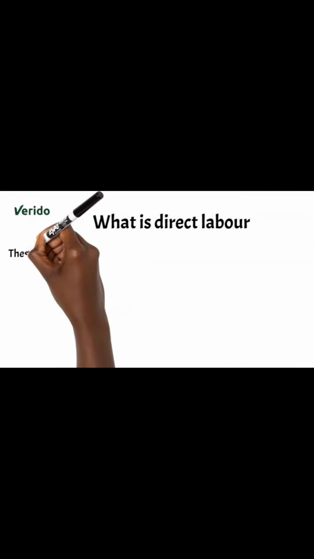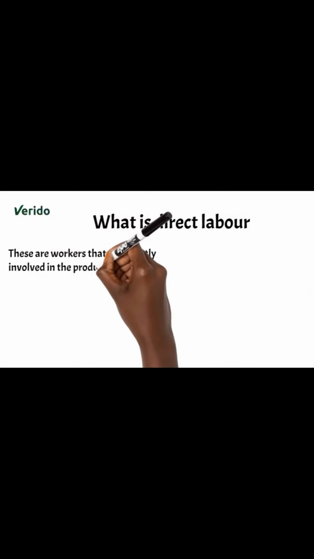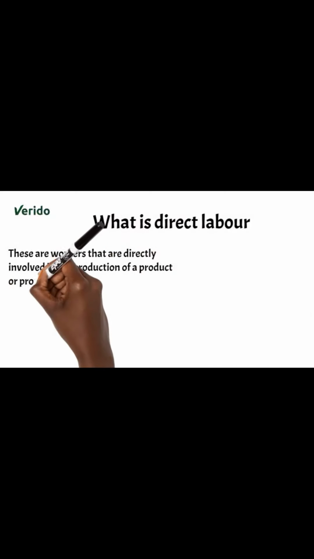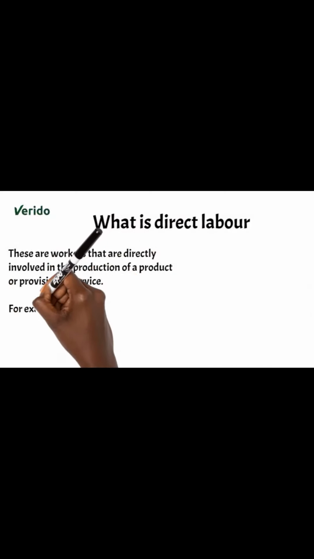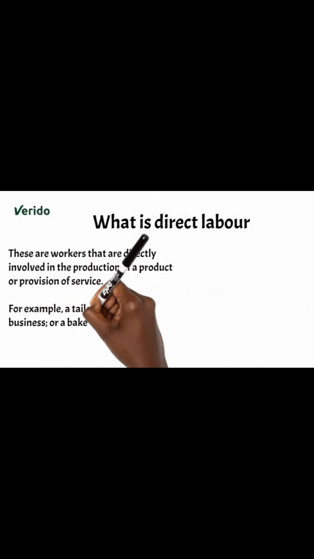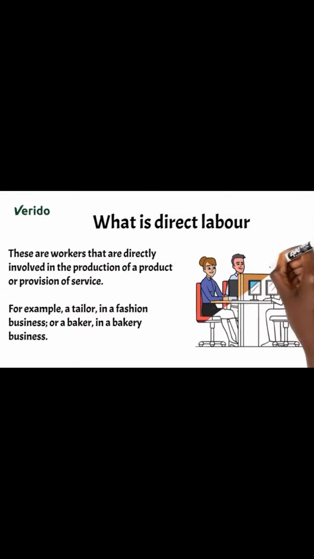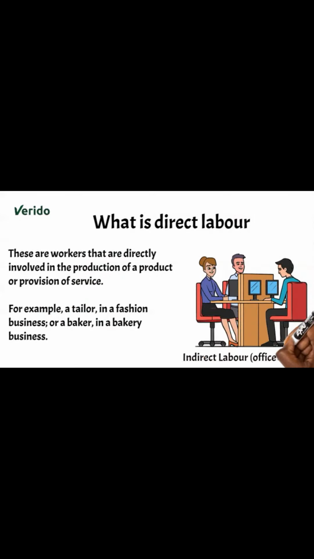Before you start setting up in Verido, you need to know 3 basic concepts. 1. What is direct labor? These are workers that are directly involved in the production of a product or provision of service. For example, a tailor in a fashion business or a baker in a bakery business. Indirect labor are workers that are not involved in the production of a product or delivery of a service, such as office staff.